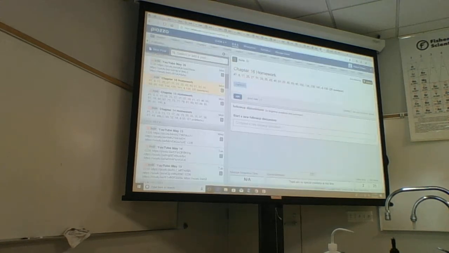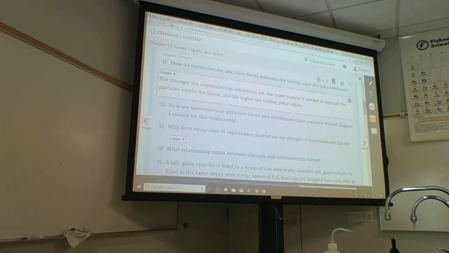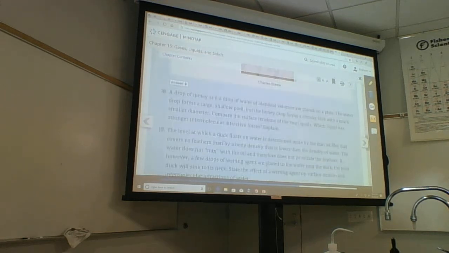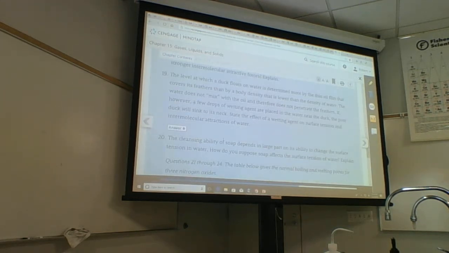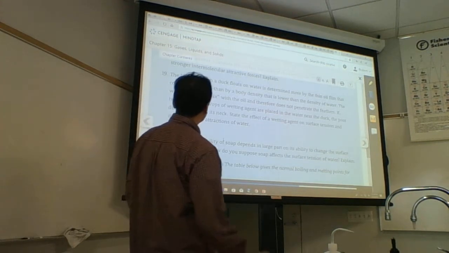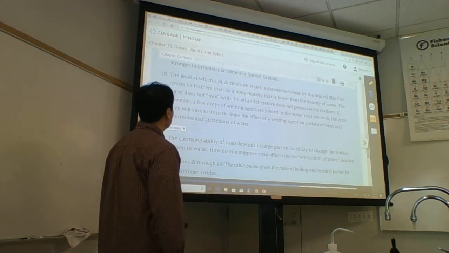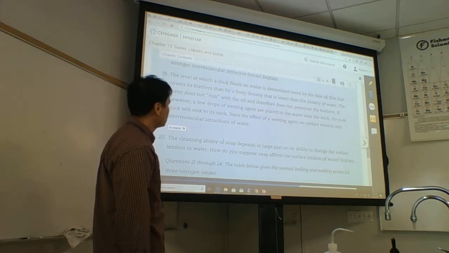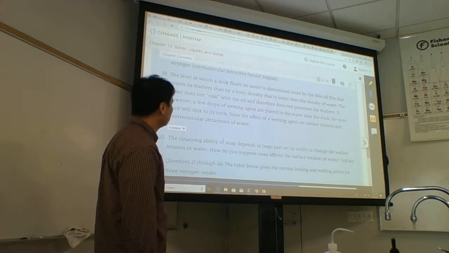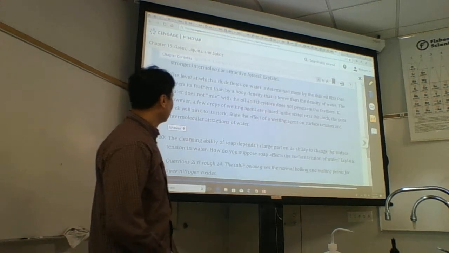And then, what was the next one? 19. The level at which a duck floats on water is determined more by the thin oil film that covers its feathers than by a body density that's lower than the density of water. The water does not mix with oil, and therefore does not penetrate the feathers. If, however, a few drops of wetting agent are placed in the water near the duck, the poor duck will sink to its neck. State the effect of the wetting agent on the surface tension and intermolecular attractions of water.